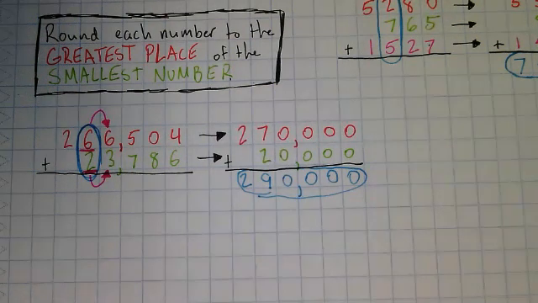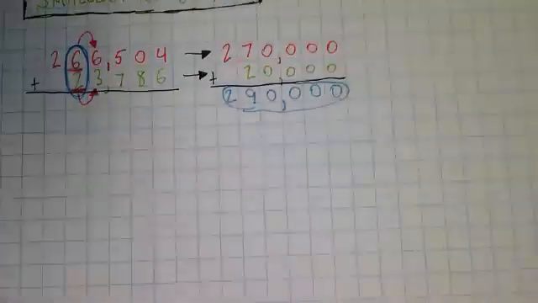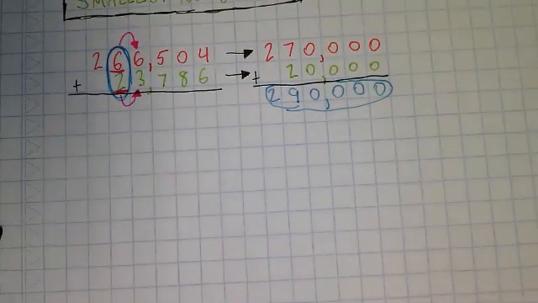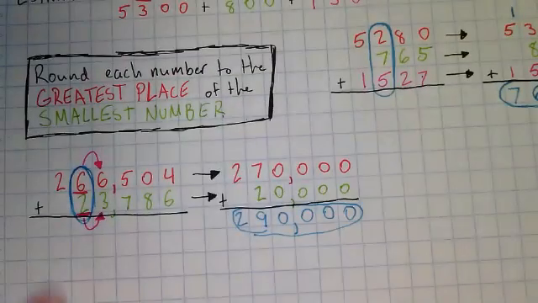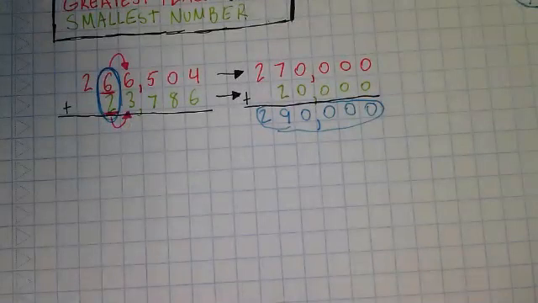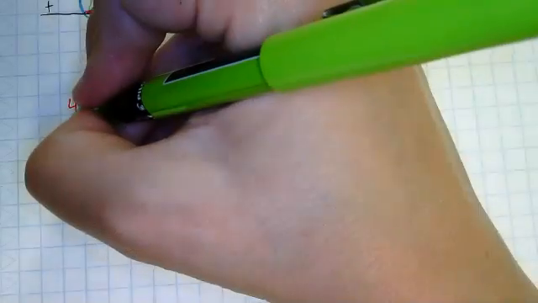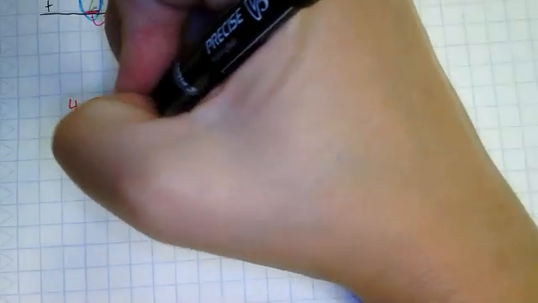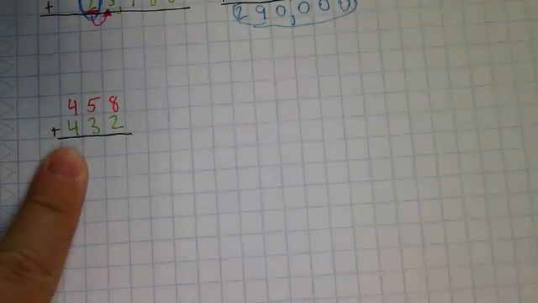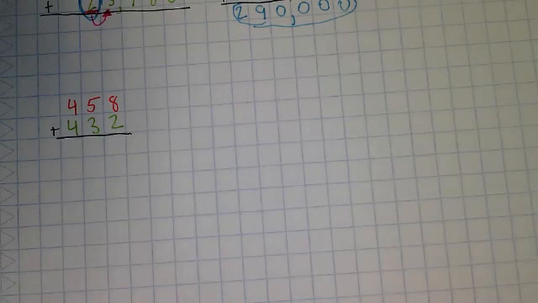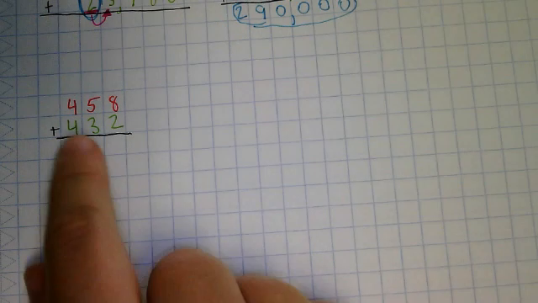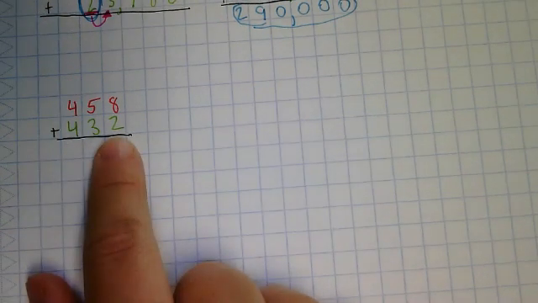Now, what happens if I have 2 numbers that have the same number of place values? So far, we've had one that was smaller than the rest by a whole place value. But what if I have, say, let's do this down here. What if I have, say, 458 plus 432? What do I do now? They have the same place value. They both go to the hundreds. Well, then I round to the nearest 100 because they both are in the same place value, and so we want to round to the greatest place of the smallest number.